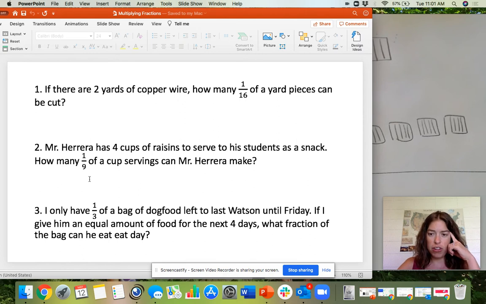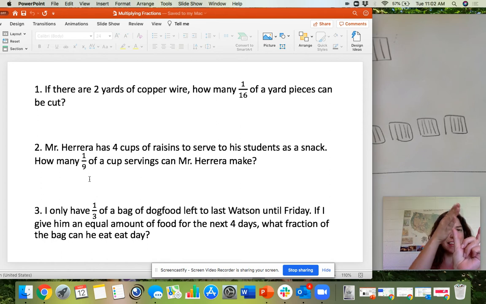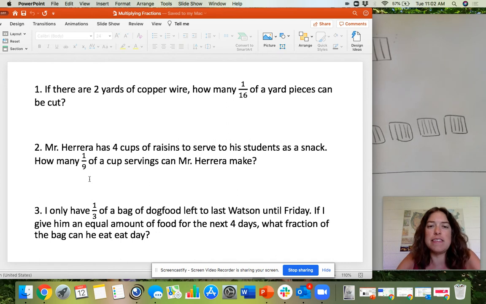I'm going to first just visualize what's going on in this story. I know there's 2 yards of wire, and we want to know how many 1/16 of a yard pieces can be cut. So it's like I'm taking each yard and cutting it into 16 pieces so that each piece is 1/16. So if I have 2 yards and I'm looking for how many pieces and they're 1/16, I know I can fit a lot of pieces. So I'm definitely looking for an answer bigger than 2.